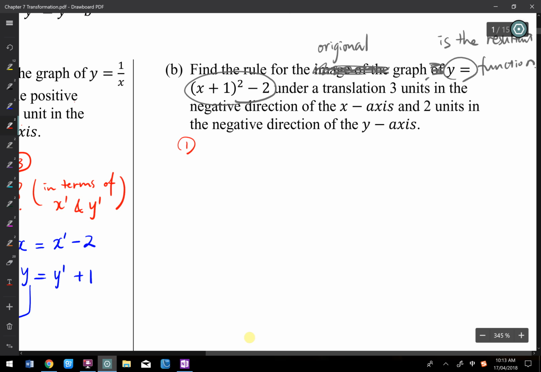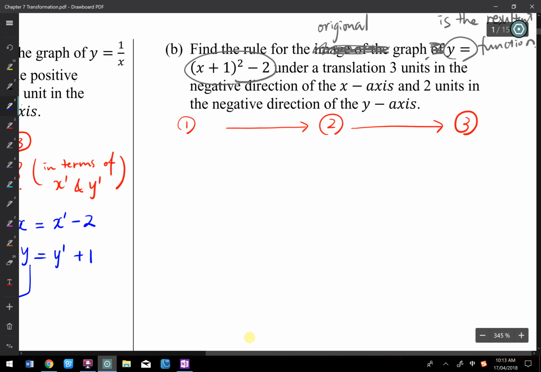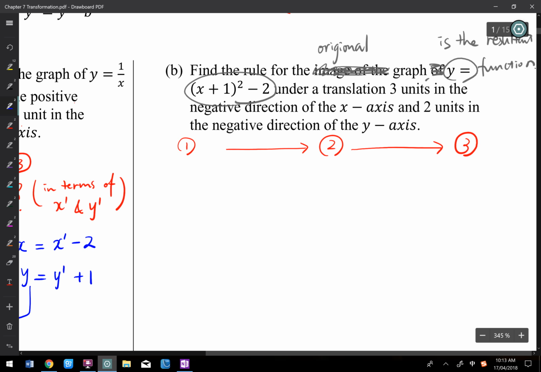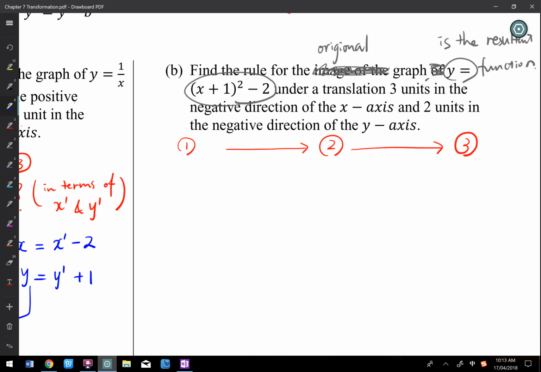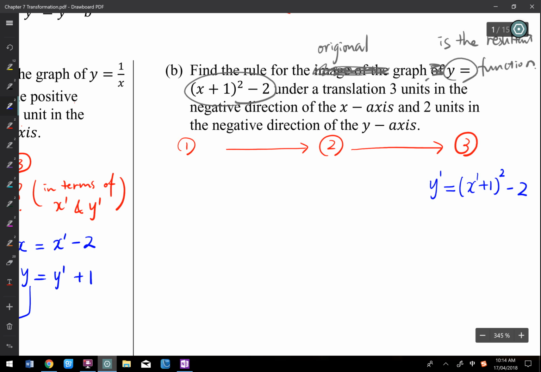So if we think about that, what we get is this one. This one is called the resultant function. The resultant function must be written in terms of x dash and y dash, so I will add the dash by myself. y dash equals (x dash plus 1) squared minus 2. That's how I'm going to write it. It's not going to show the dash in the question, but I will show it when I write it.